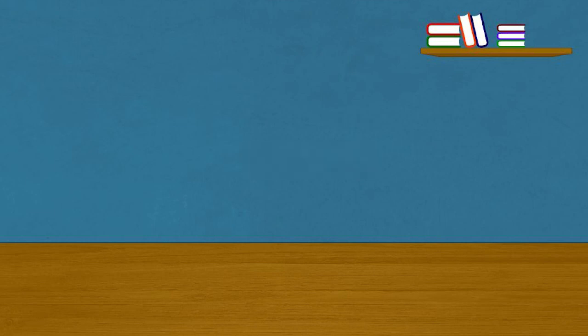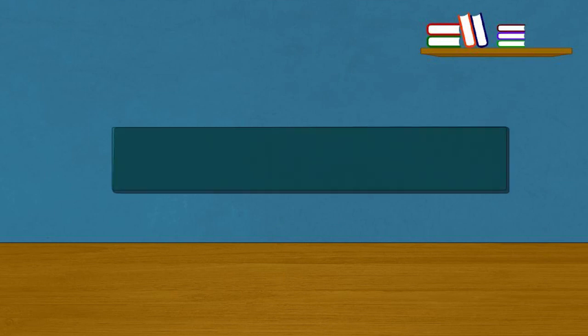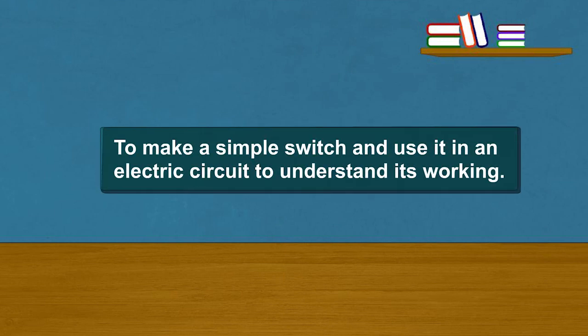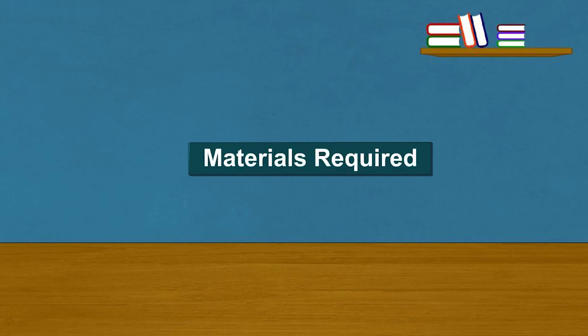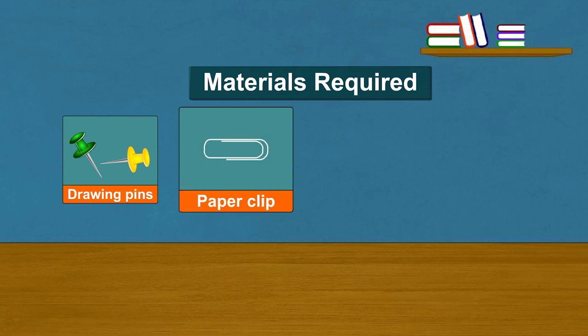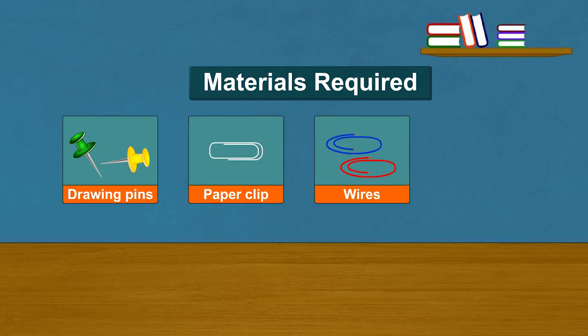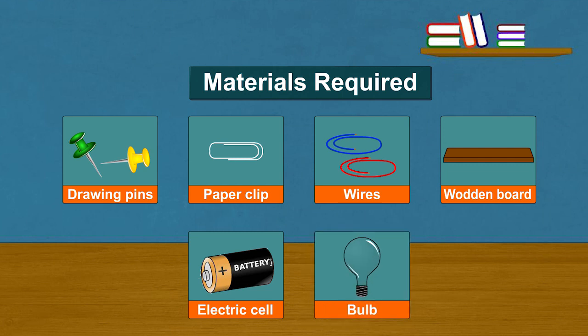Activity. Aim: To make a simple switch and use it in an electric circuit to understand its working. Materials required: 2 drawing pins, 1 safety pin or paper clip, 2 wires, 1 small sheet of thermocol or wooden board, 1 electric cell, 1 bulb.